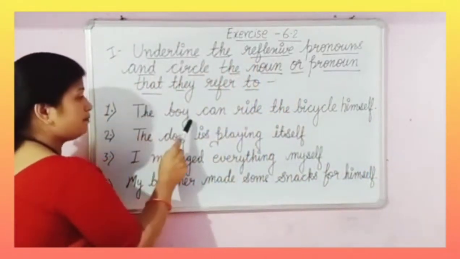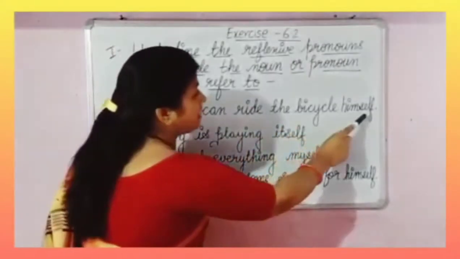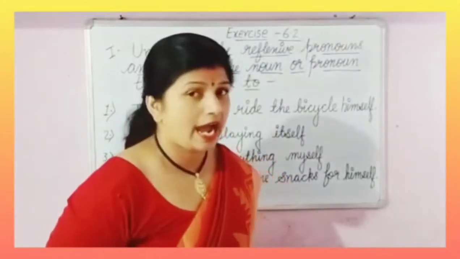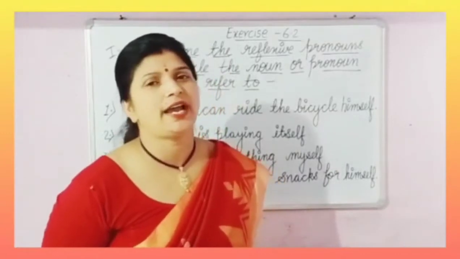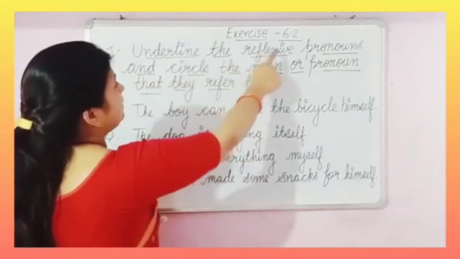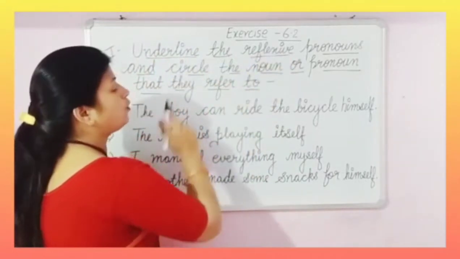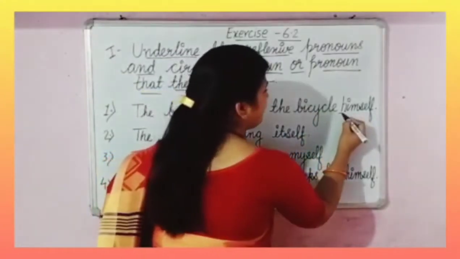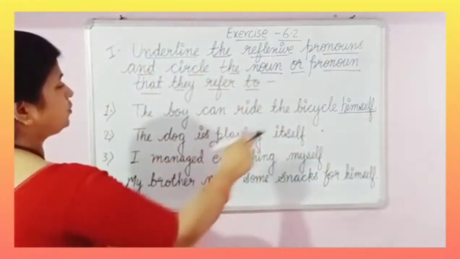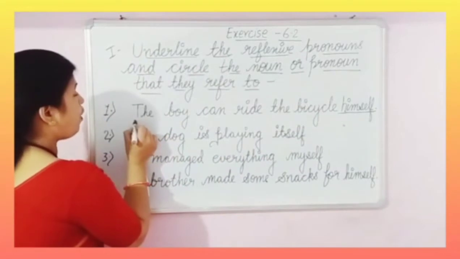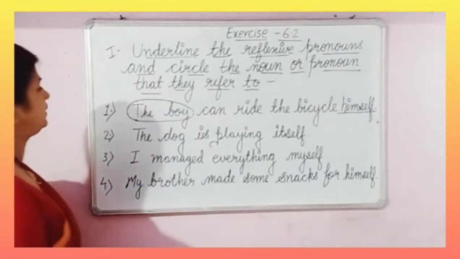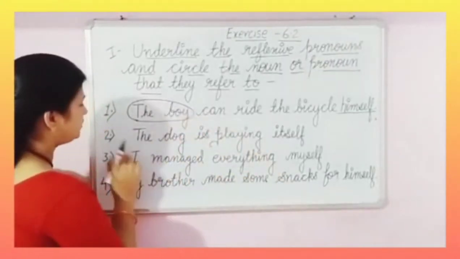Here, look: the boy can ride the bicycle himself. So in this, what is the reflexive pronoun? I have told you, the word that ends with self or selves will be your reflexive pronoun. So here we have to underline the reflexive pronoun. In this sentence, the reflexive pronoun is himself. And who does it refer to? Who is himself said for? The boy. So here the boy, what will we do? We will circle it.